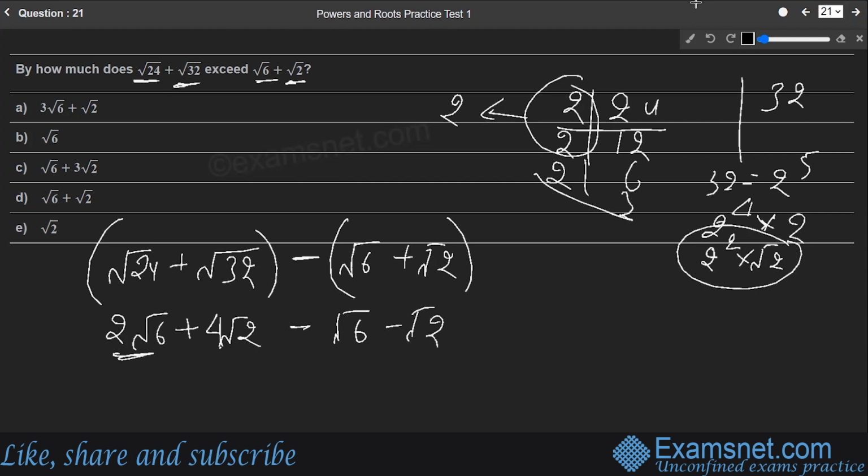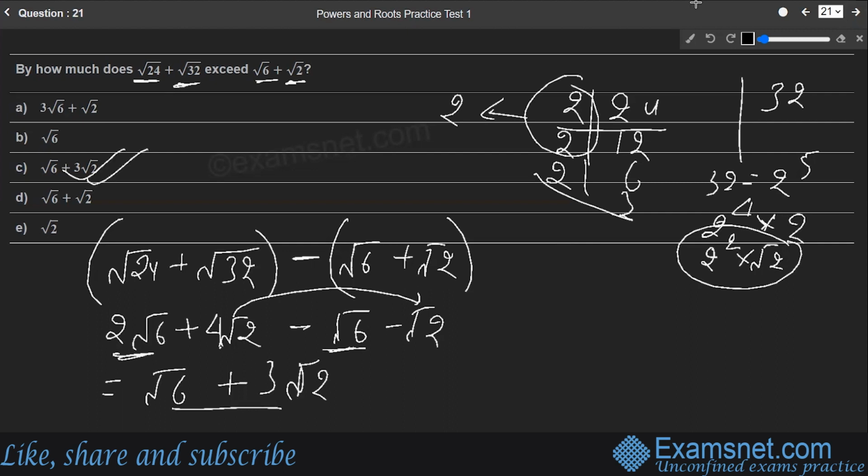Now 2 root 6 minus root 6 is how much? It is simply root 6, plus 4 root 2 minus root 2. What is 4 root 2 minus root 2? It is nothing but 3 root 2. So this is the final thing that we get. The answer is root 6 plus 3 root 2, available in option number C, and it becomes the right answer for us.